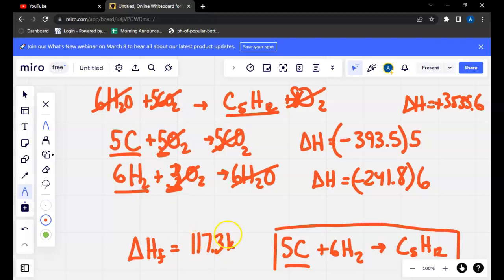So that's a lot. That's a long process. That's why we're going to practice it a little while so it makes more sense. Sometimes you're given these values straight off the bat. In this case, we had to find all of them off the table and kind of be a little creative. But we're able to manipulate all those equations in order to find my delta H formation of pentane.